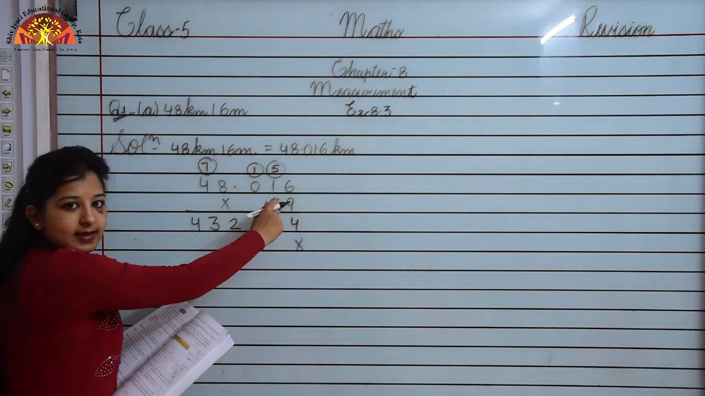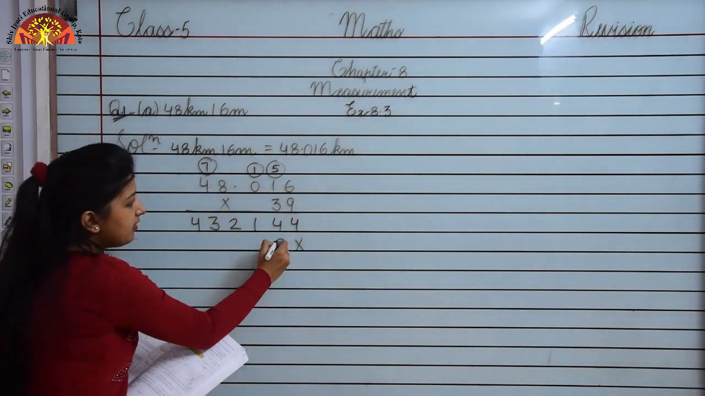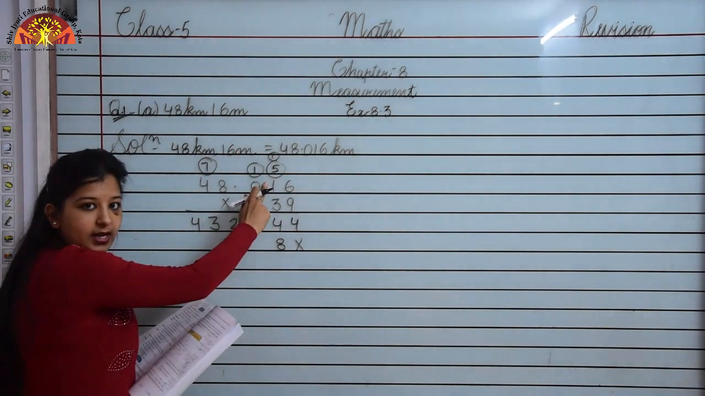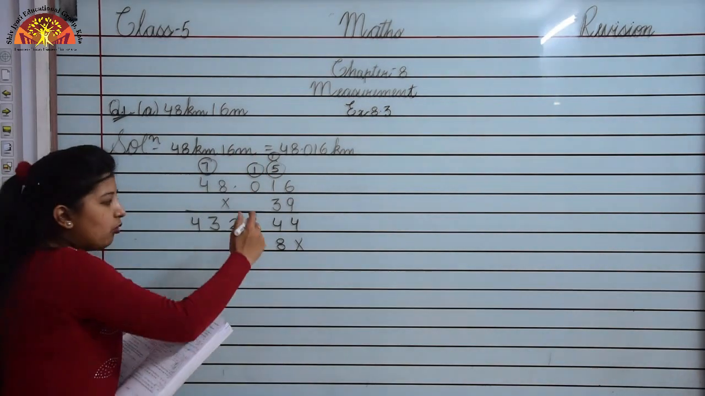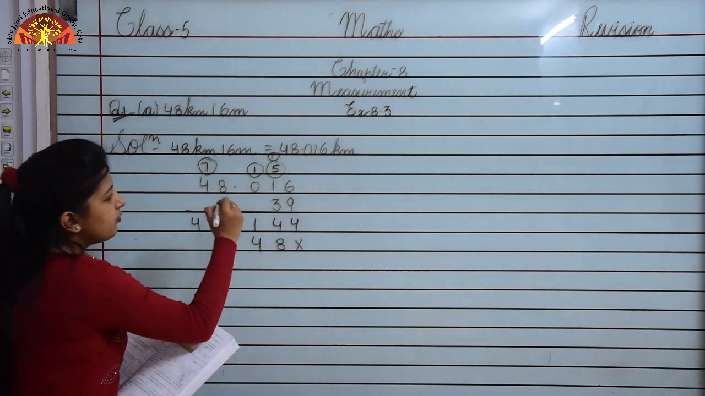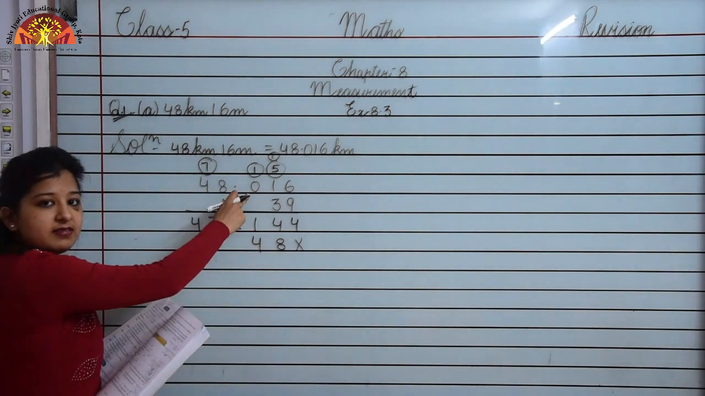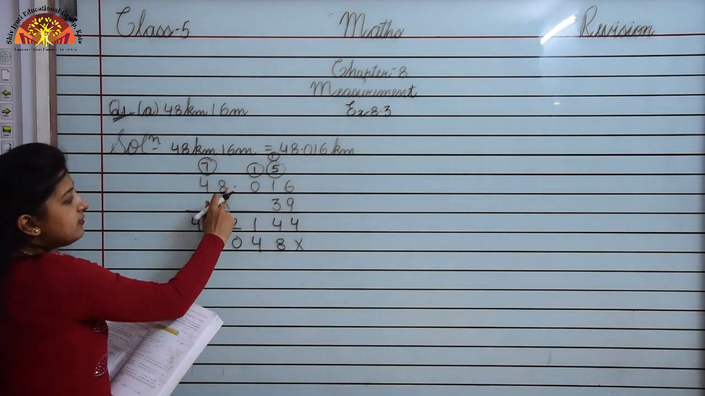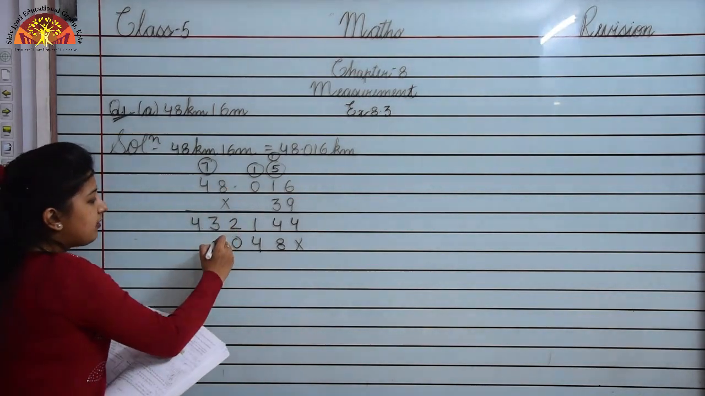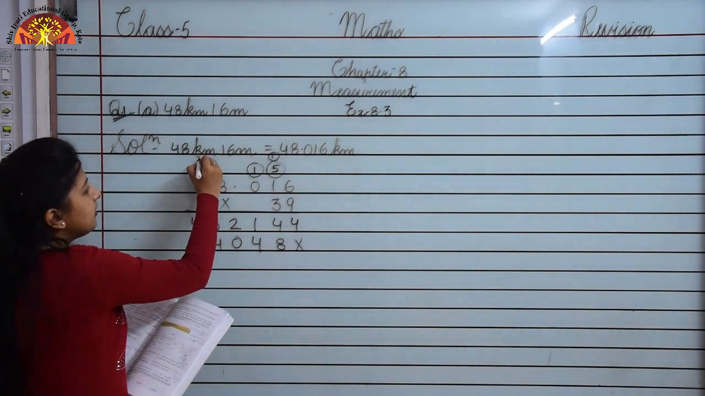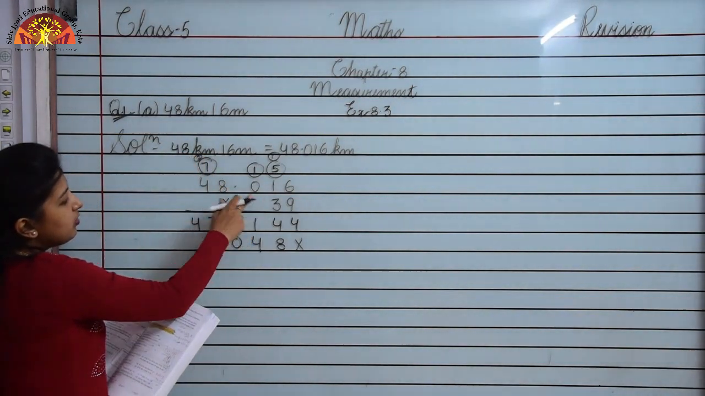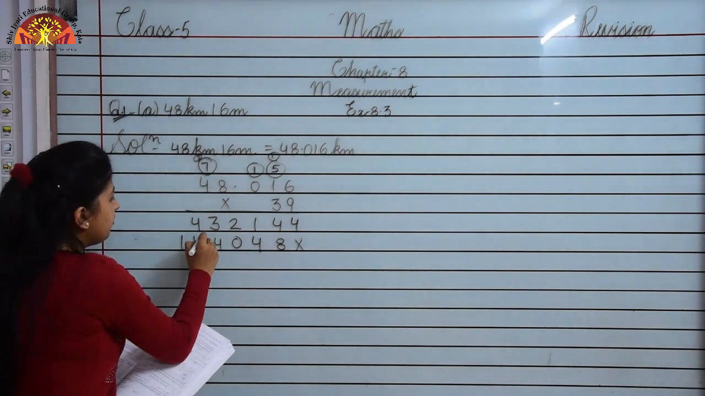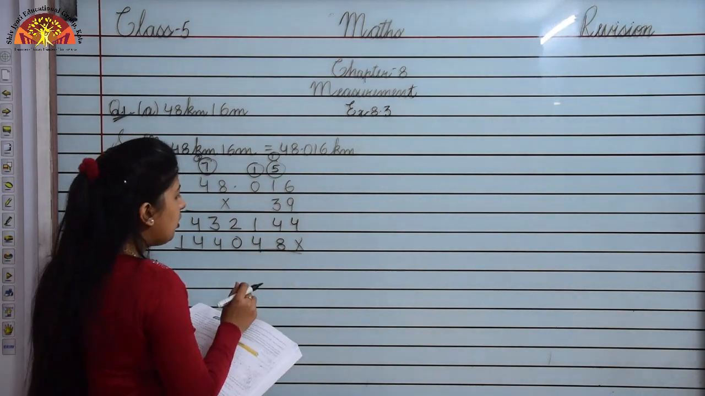Now 6 threes are 18. We will write 8 here and 1 is carry over. Now 3 ones are 3 and 3 plus 1 is 4. We will write 4 here. Now 3 multiplied by 0 equals 0. Then 3 eights are 24. So we will write 4 here and 2 is carry over. Now 3 fours are 12 and 12 plus 2 is 14. So we will write 14 here. Now we will add this.